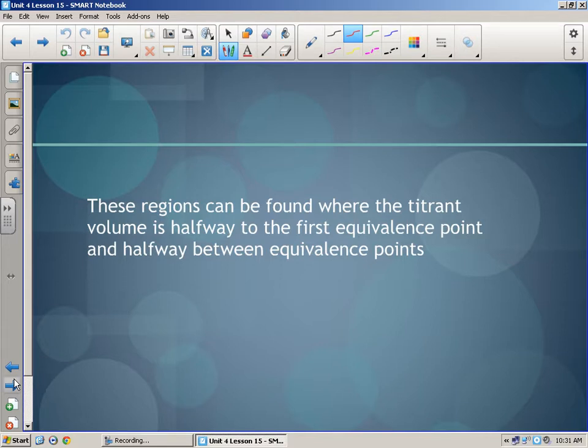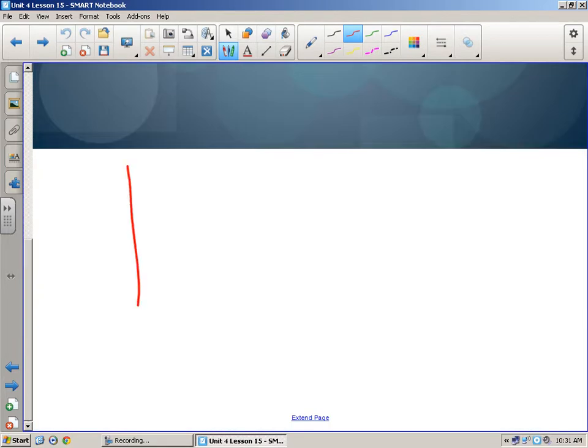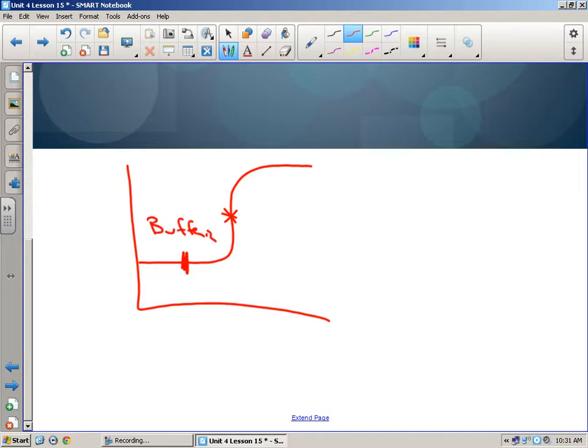I think I forgot to do this first class. If you had a graph that looks like that, this here is your equivalence point. Halfway there, this is your buffering region. This up here is not your buffering region. That is not a buffering region up there. It's only before the first equivalence point and in between equivalence points.